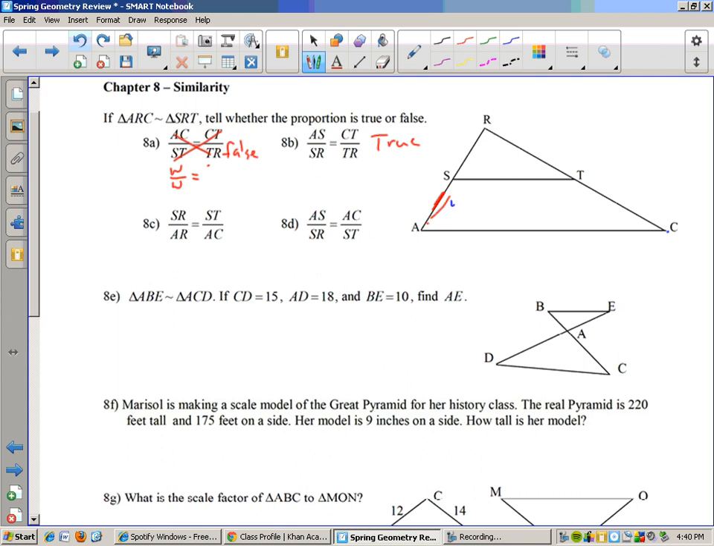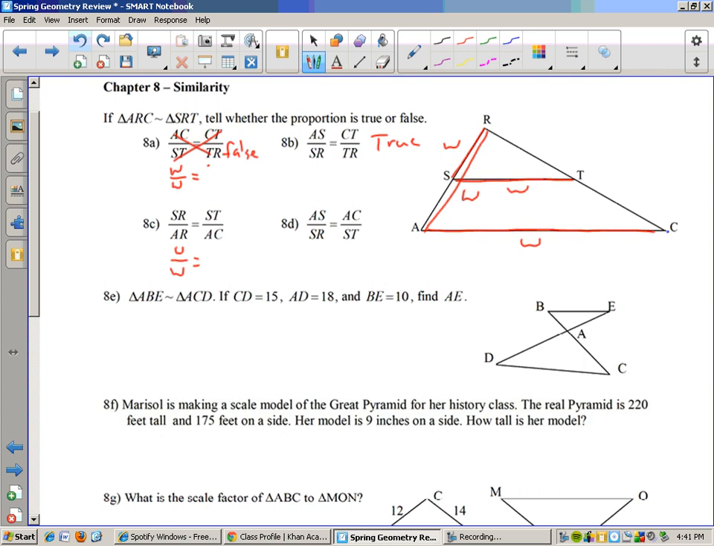All right, so let's do it again. And I'm probably not going to draw it all out as much this time. Now we're just going to kind of look at it. So SR is the whole length of a small triangle. AR is also a whole, so whole is the whole. ST is a whole. That's good. And AC is a whole.